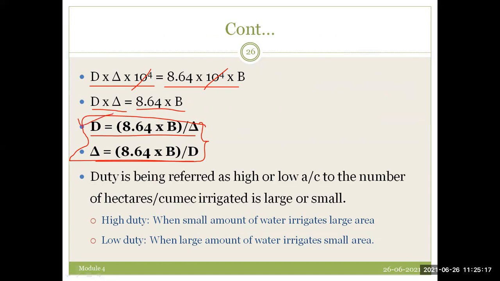This duty, that is D, is also referred to as high or low based on the number of hectares irrigated per cumec, that is, whether the area irrigated is large or small. Based on that, we classify the duty as high duty and low duty. High duty means a small amount of water irrigates a larger area. Low duty means a large amount of water irrigates a smaller area. So this is the relation between duty, delta and base period.